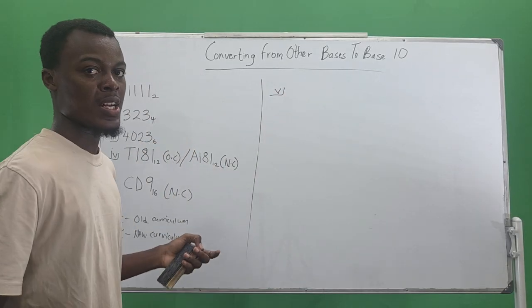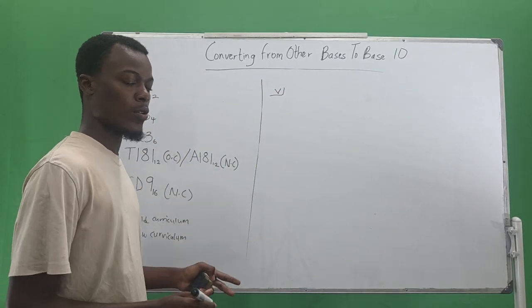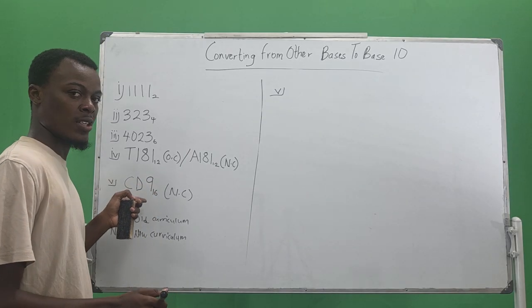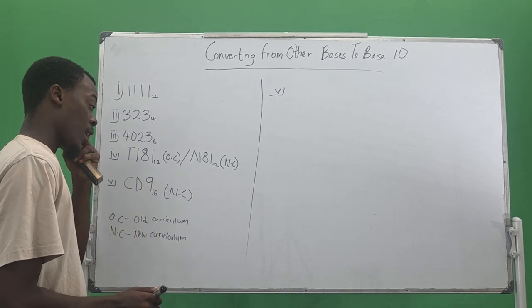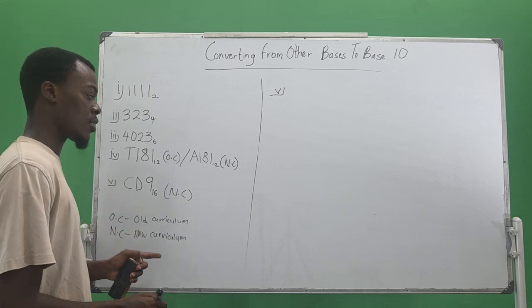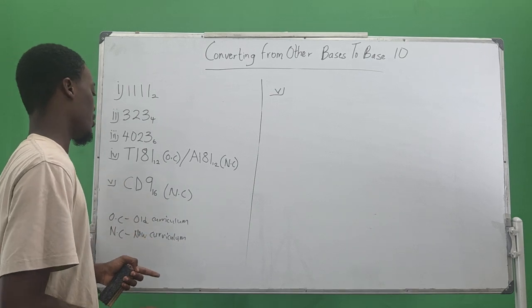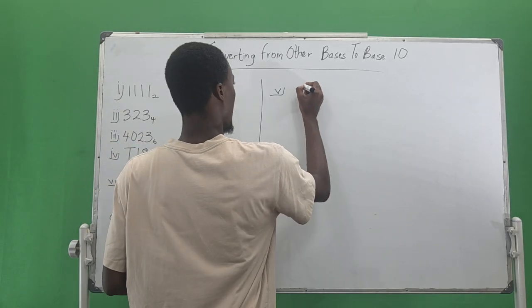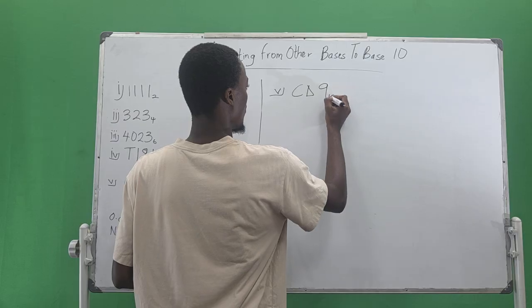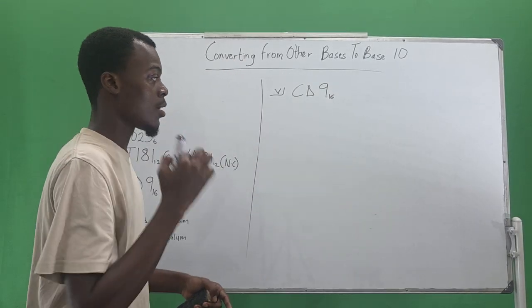So now we have the last one. The last one is strictly new curriculum, because the old curriculum doesn't have hexadecimal, or base 16. It's only for the new curriculum. So guys, pay attention to what I'm doing. Okay. So now the question is CD9 base 16.